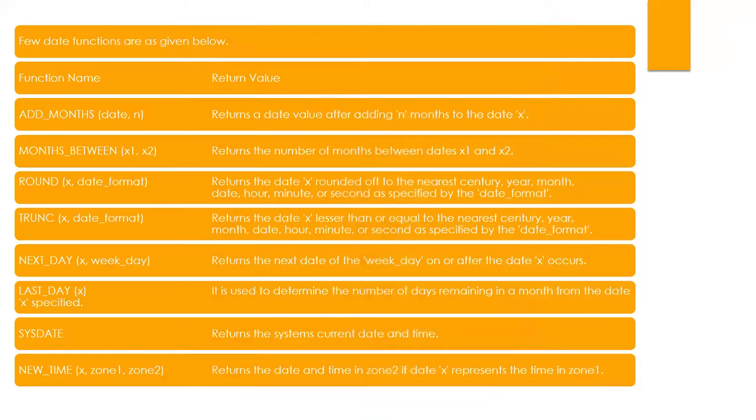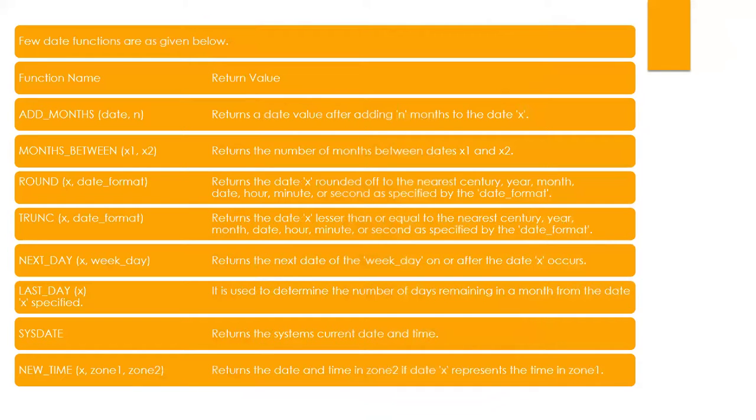First one is add months, date, comma, n. It returns a date value after adding n months to the date x. Months between x1, comma, x2 returns the number of months between dates x1 and x2. Round x, comma, date format returns a date x rounded to the nearest century, year, month, date, hour, minute, or second as specified by the date format.